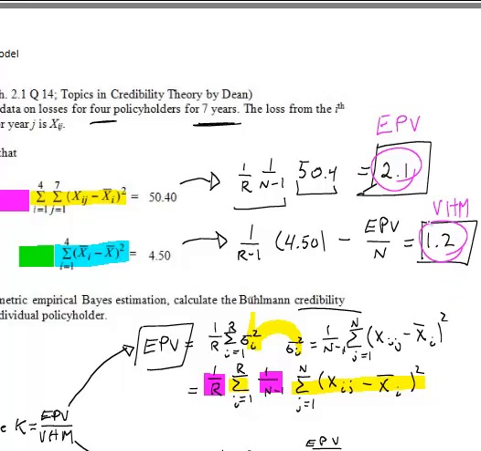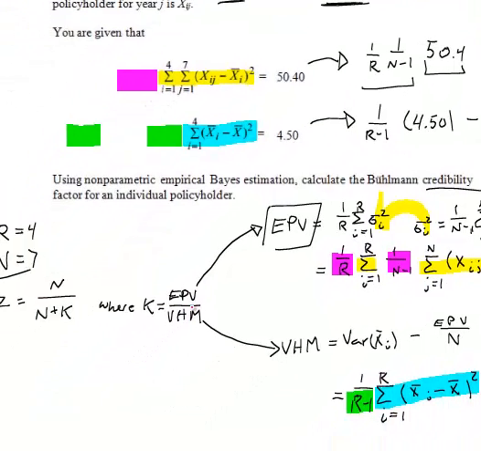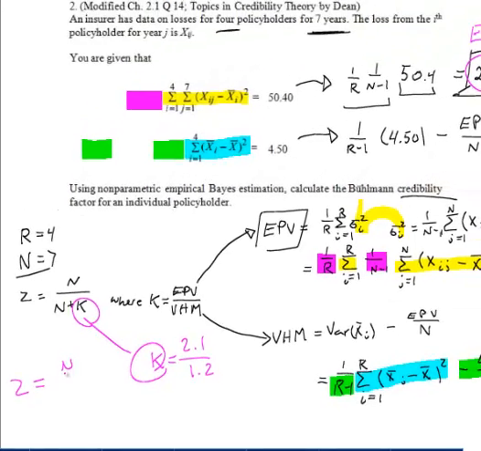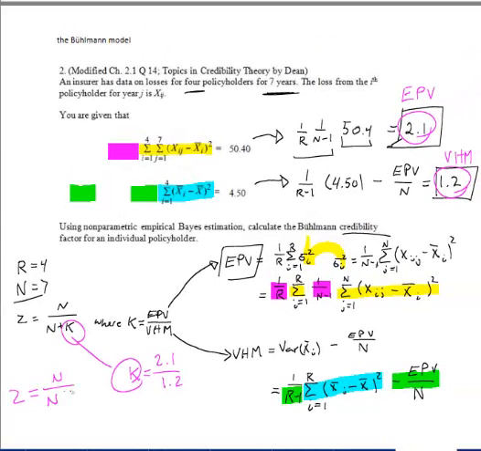So now we can use these values. We can plug them in for our K. That means K equals 2.1 over 1.2, which we then directly plug in here. And so Z equals N, which equals 7, over N plus this value for K. After we plug in those values, we'll see that Z equals 0.8.